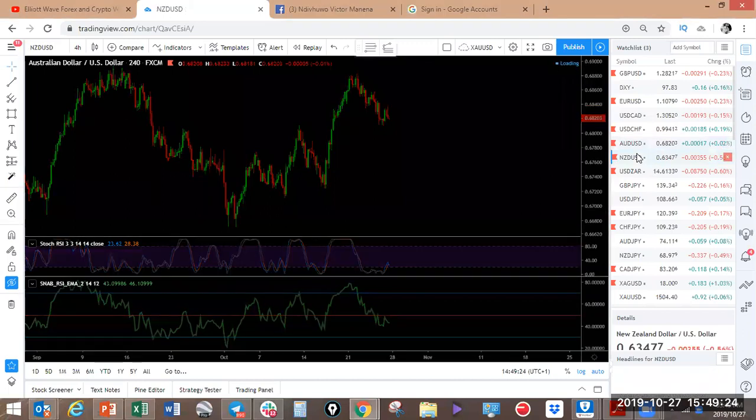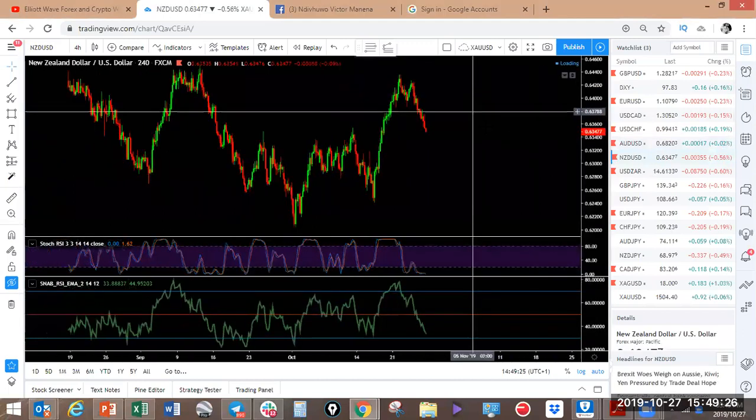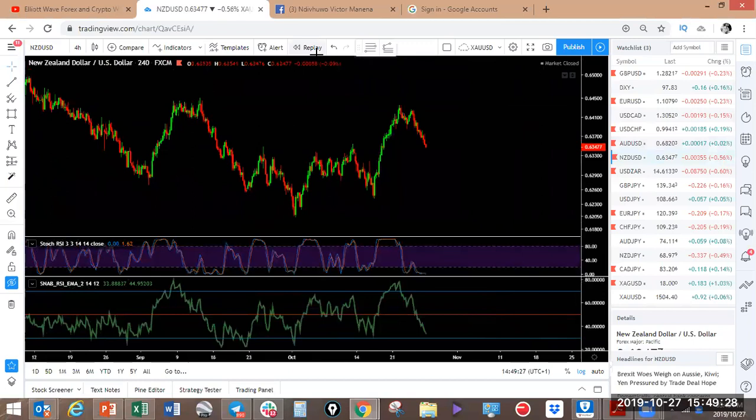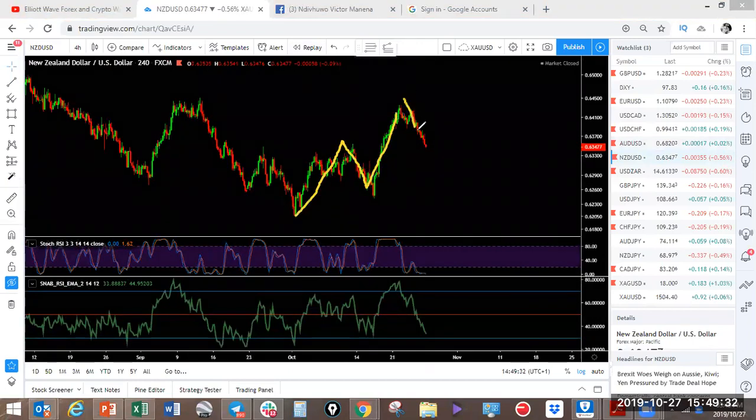New Zealand US dollar is looking more impulsive than Aussie US dollar. This one has already started the move to the downside after the three-wave move. We've got this impulse. Any pullback here on the 1 hour, you take the trade to the downside. Minimum target this level here. That is New Zealand US dollar.